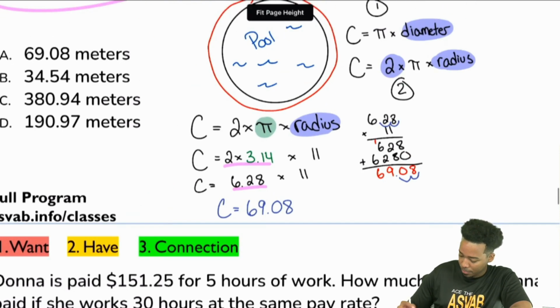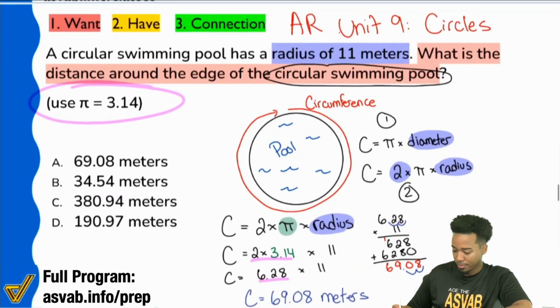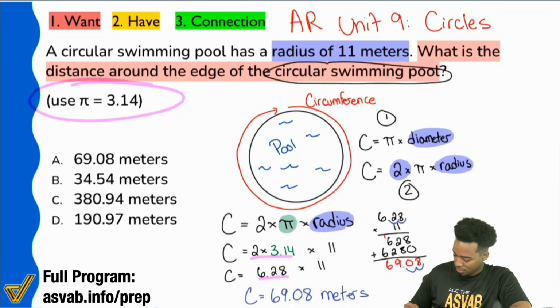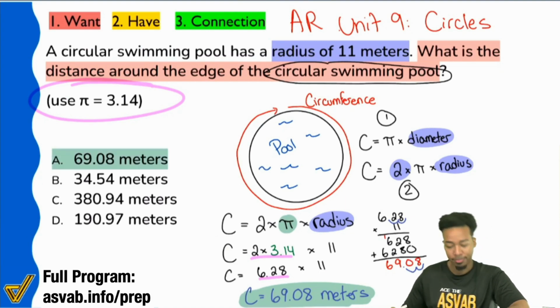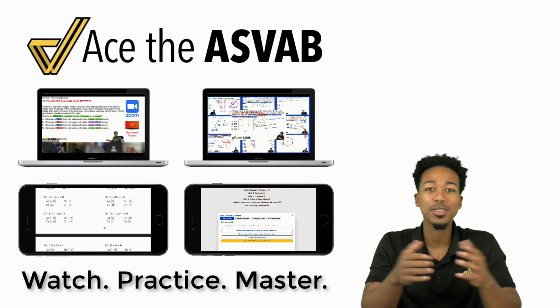And we are done. We said meters, so it's meters. And there we have it. Booyah. And that's A.